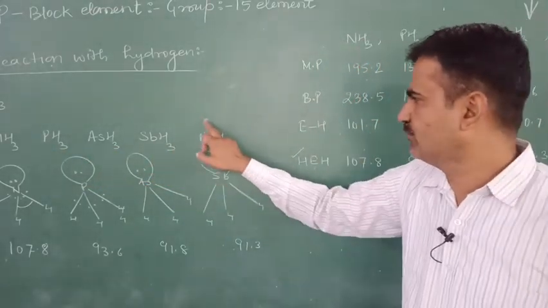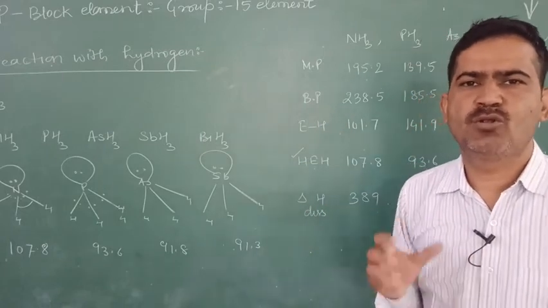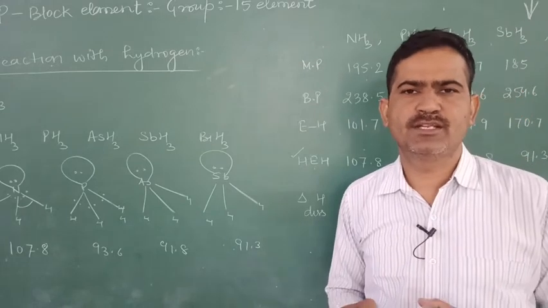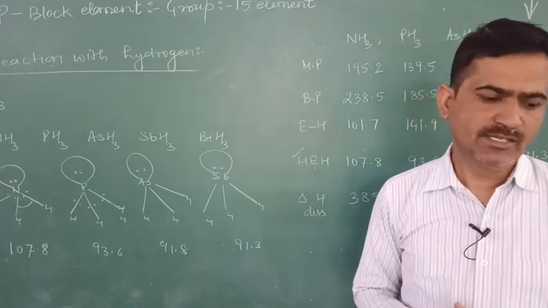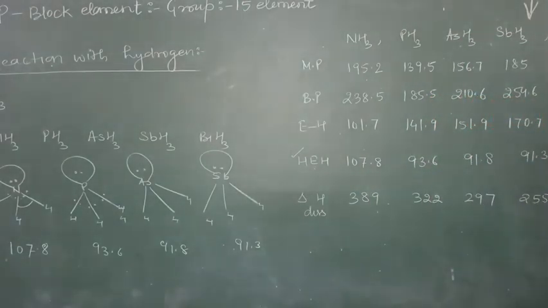A number of times the question is asked, which one is the strongest reducing agent? Bismuthine is the strongest reducing agent. Why? Because it has the lowest bond dissociation enthalpy and it gives up hydrogen easily, so it acts as a strong reducing agent.